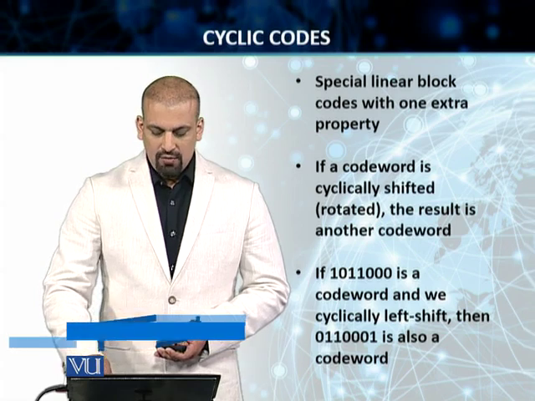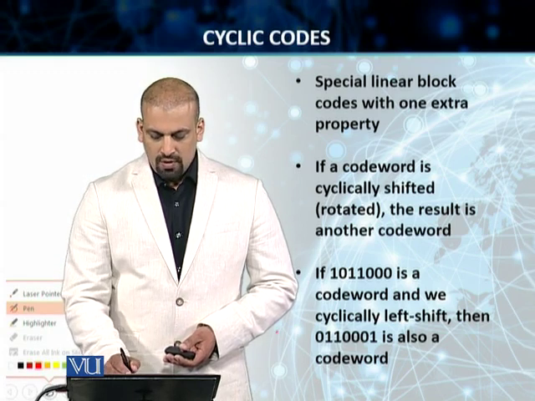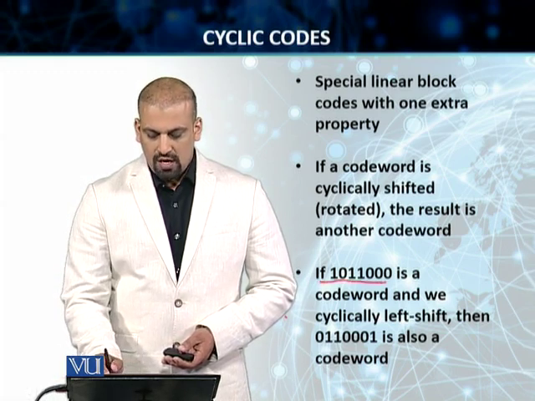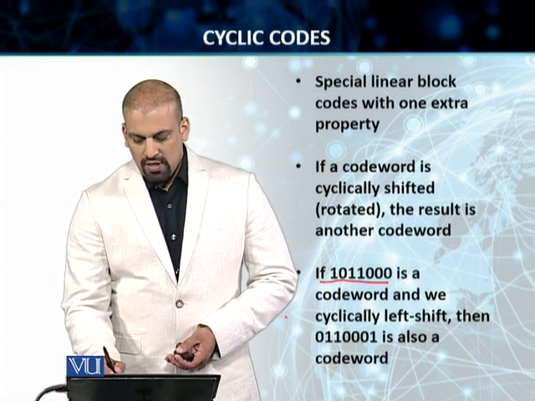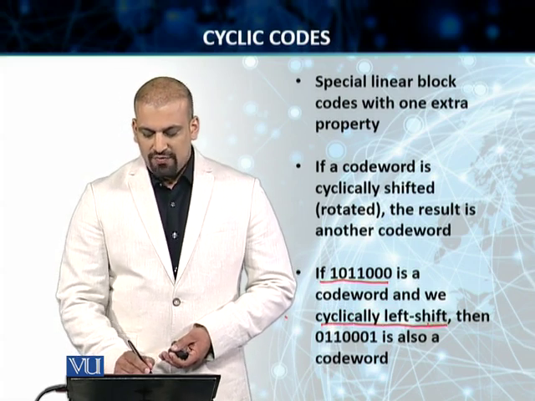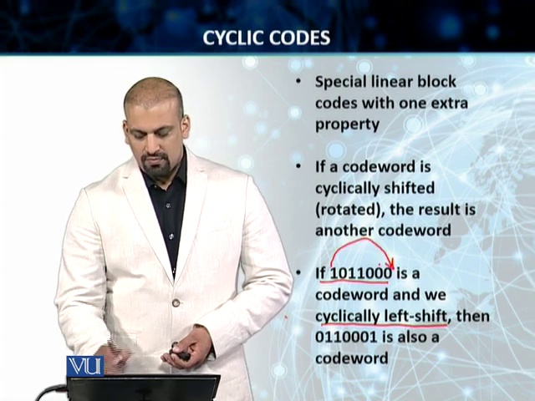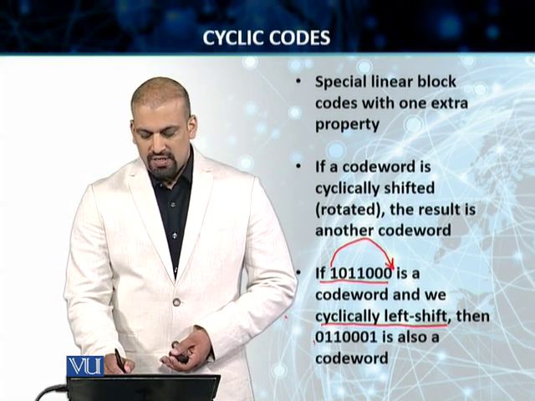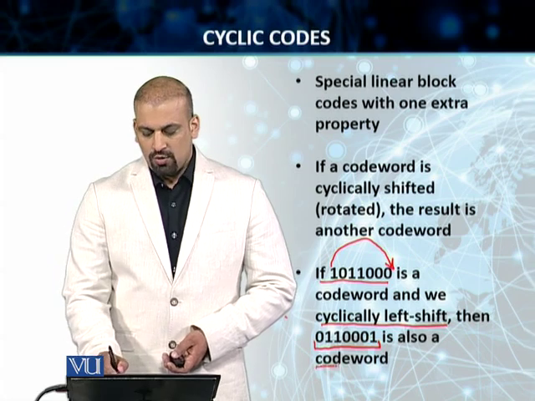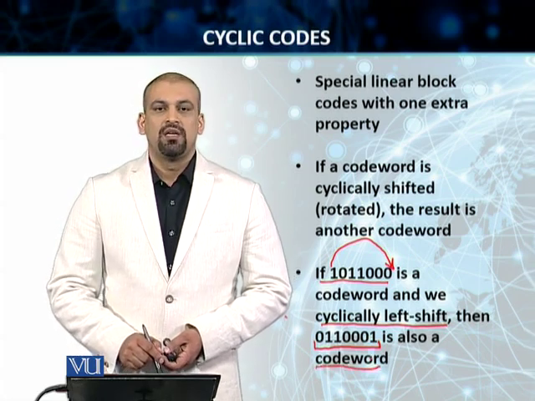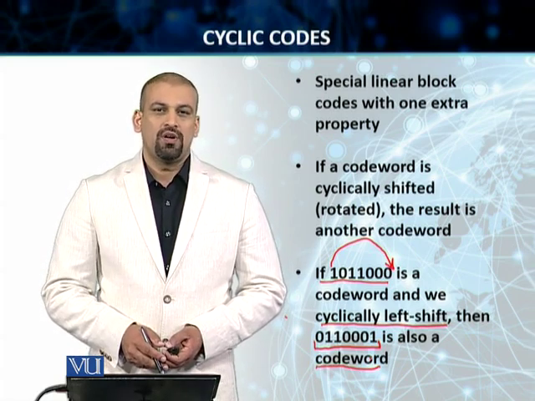Students, in this slide, what you can see is that we have 1011000 as our code word. In this case, this cyclic code is a code word, and what we are doing is we are cyclically left shifting this code. So we are essentially shifting this one out here, and we see that this resulting code, which is 0110001, is also a code word. So in this case, we have a proof that we are using a code which falls under the category of a cyclic code.